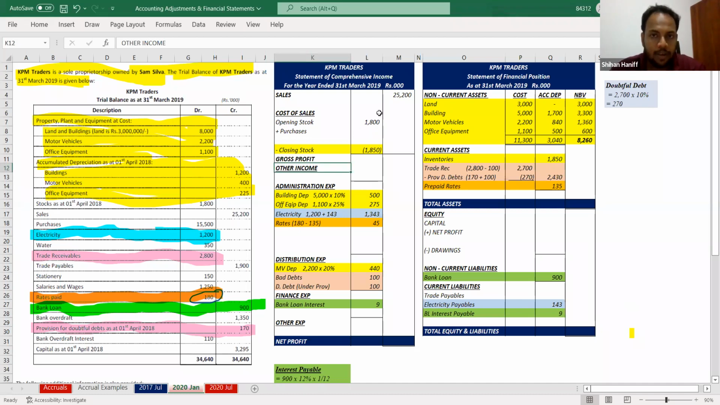Stock sales 2500, purchases 15,500. Always try to follow the method, the steps which I'm doing. First, draw the format, then additional information, then trial balance, then you can come to the 4 steps. Then it's easy and you can do any question in this method.